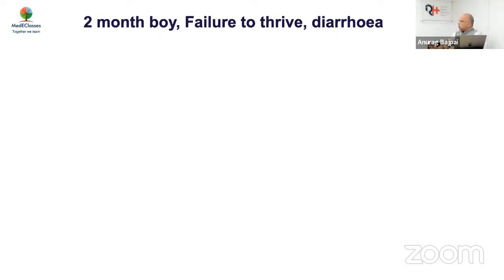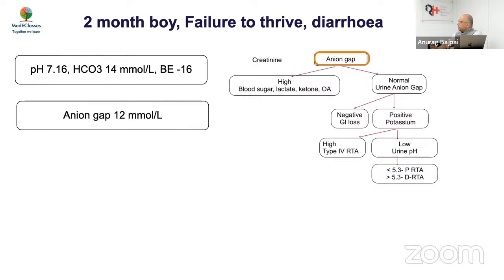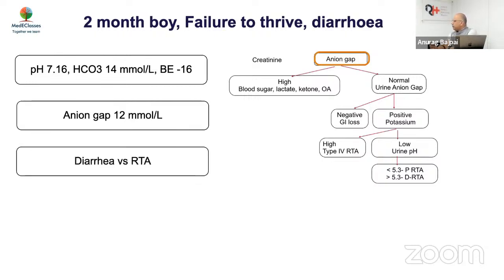So we have a 2-month-old boy with failure to thrive and diarrhea. pH is 7.16. There is metabolic acidosis. Base excess is -16. So Dhwani, in this scenario, anion gap is 12. How will you differentiate whether this is GI versus a renal tubular loss? So normal anion gap, metabolic acidosis.